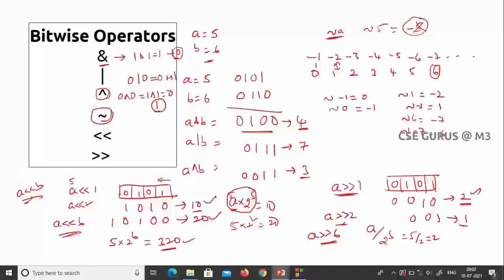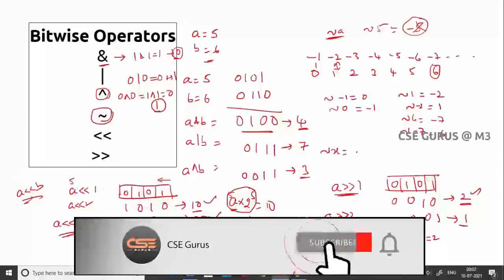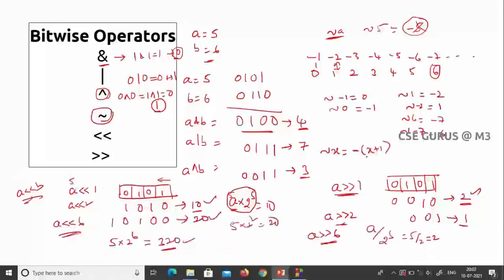I'll also show you this with execution. Or you can write tilde of x is equal to minus of x plus 1, right? So you can observe if x is 6, then 6 plus 1 is 7, minus 7. If I take x value as minus 7, minus 7 plus 1 is minus 6, minus of minus 6 is 6. So this is the formula you have to use. Like this we have seen how bitwise operators work.